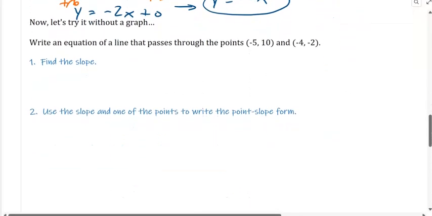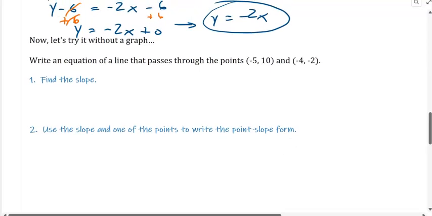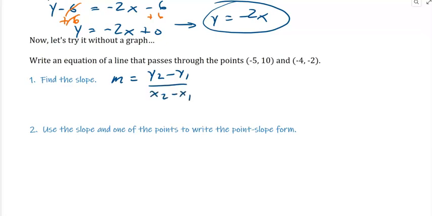Now let's try it without the graph. We're going to write an equation of a line that passes through -5, 10 and -4, -2. So let's go. Slope equals y2 minus y1 over x2 minus x1. Okay, y2 is -2, y1 is 10. x2 is -4 minus x1 is -5.